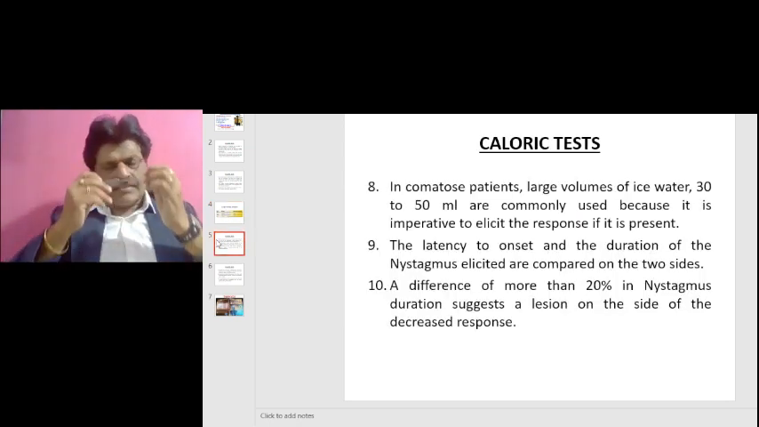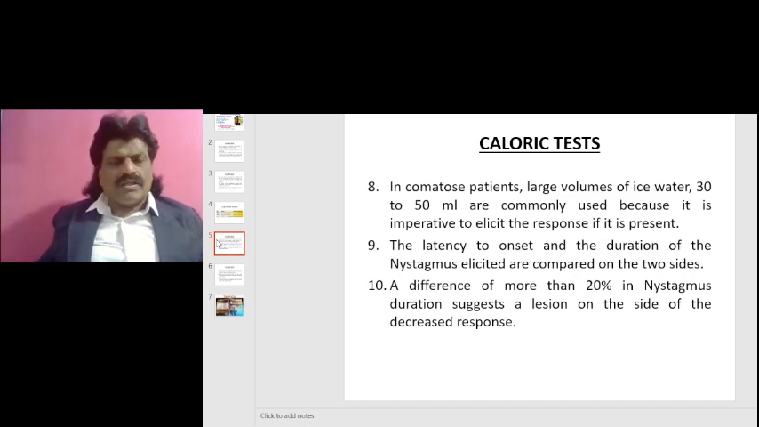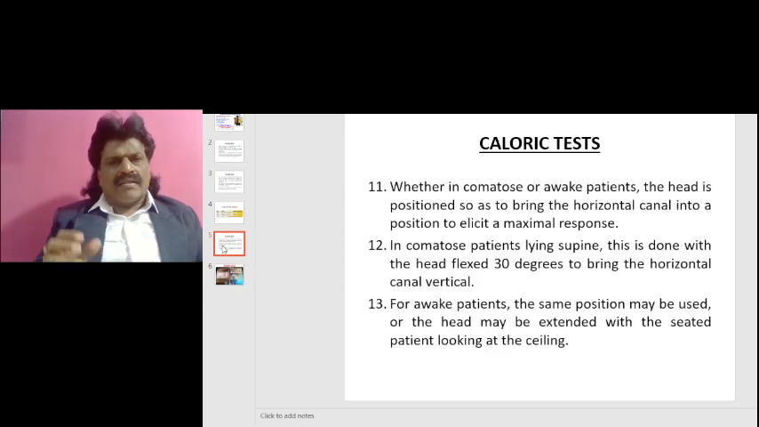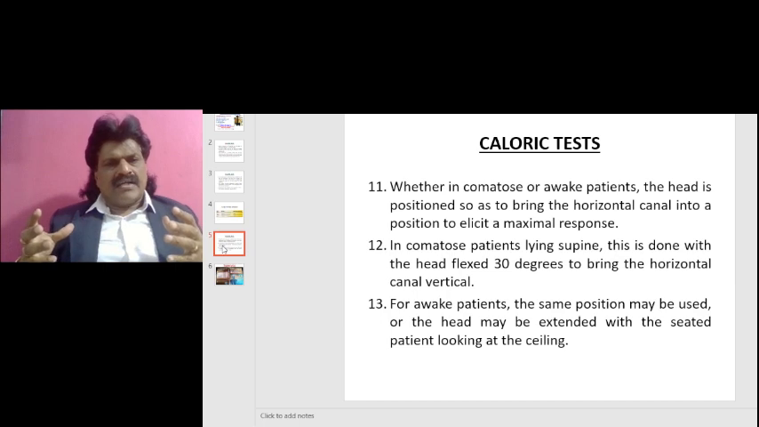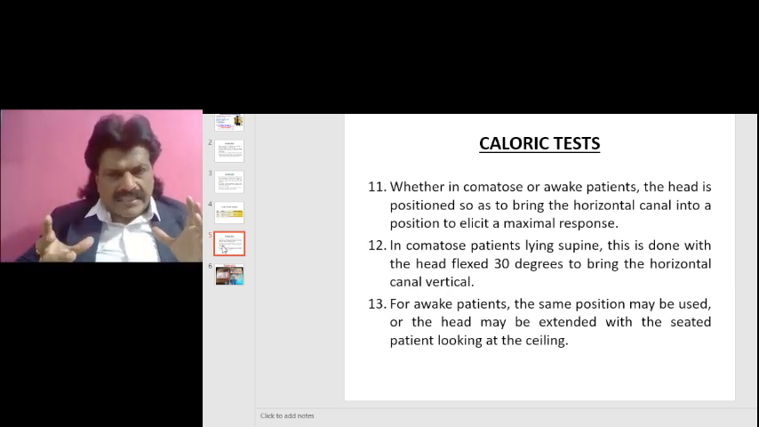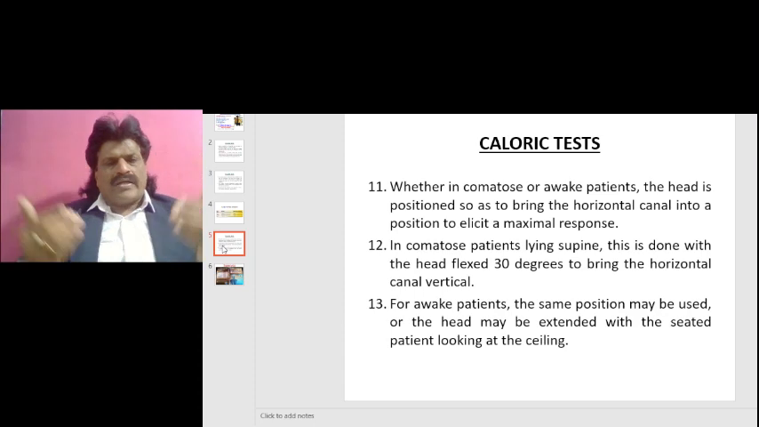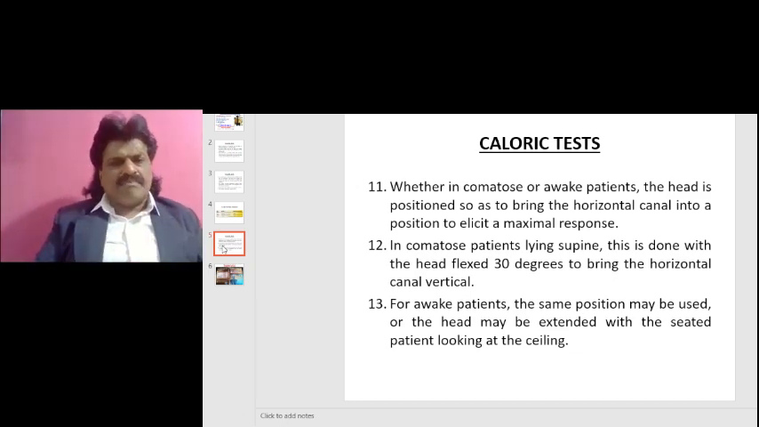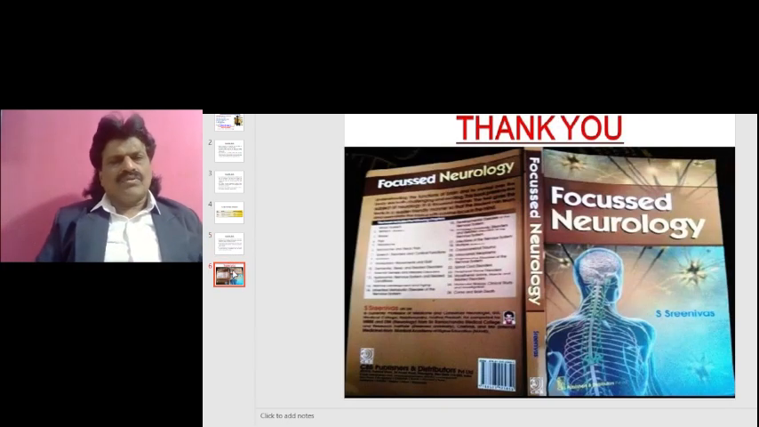In comatose patients, large volumes of ice water, 30 to 50 ml, are commonly used because it is imperative to elicit the response if it is present. The test in comatose patients is done lying supine, with the head flexed 30 degrees to bring the horizontal canal vertical. Whereas for awake patients, the same position may be used, or the head may be extended with the seated patient looking at the ceiling. So these are the fundamental concepts of caloric testing.